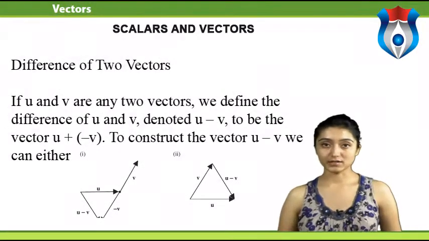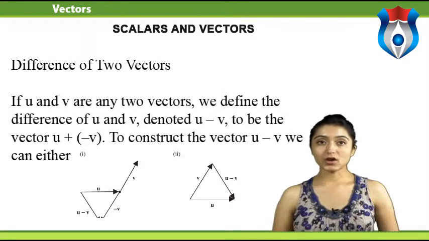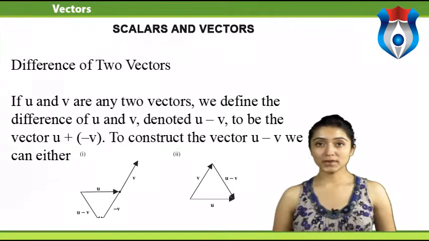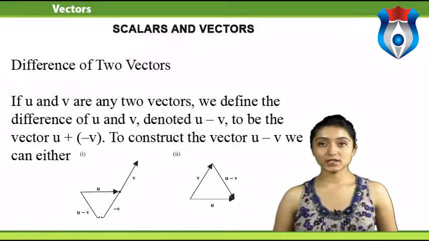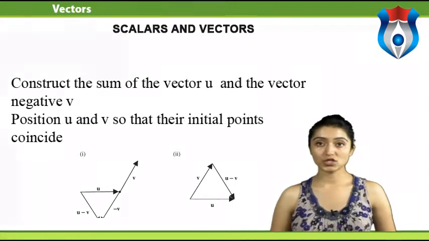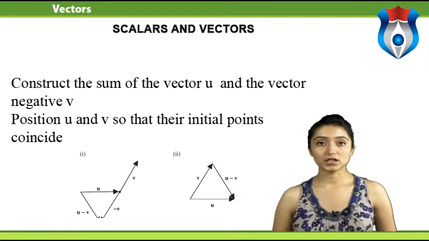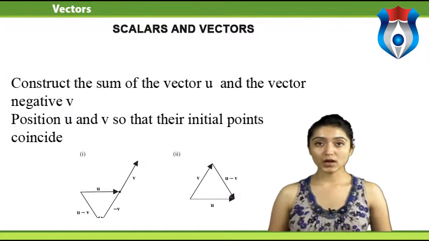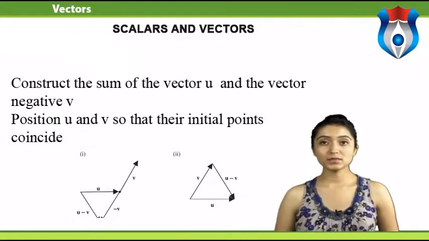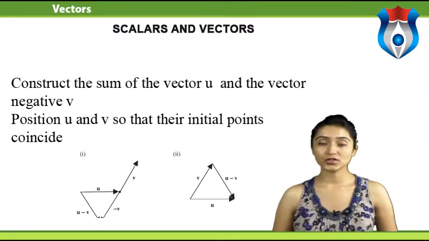Difference of two vectors. If u and v are any two vectors, we define the difference of u and v, denoted u minus v, to be the vector u plus negative v. To construct the vector u minus v, we can either construct the sum of the vector u and the vector negative v, or position u and v so that their initial points coincide, then the vector from the terminal point of v to the terminal point of u is the vector u minus v.